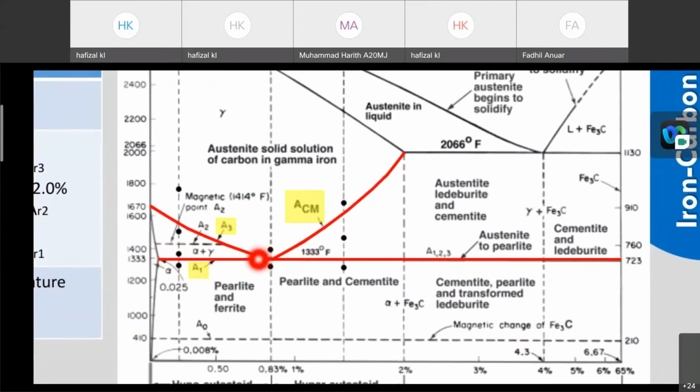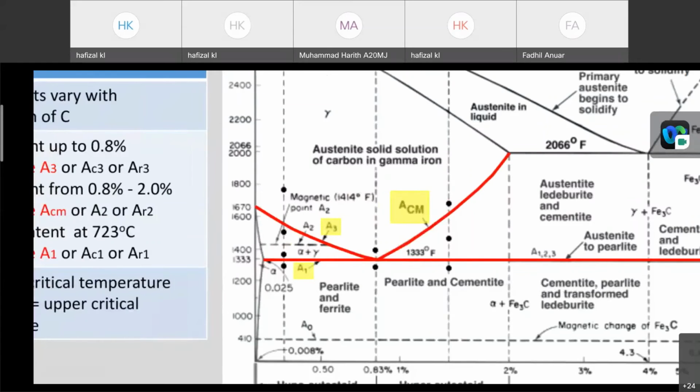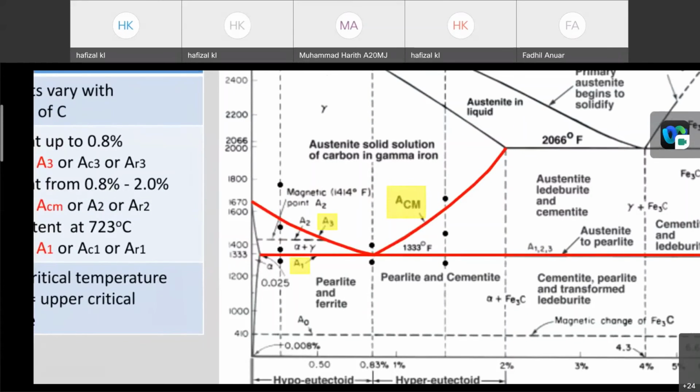Okay, and then we can see the slight decrease in terms of the alpha and gamma here. Along the way, we have a line here, and also a line of ACM, which is the cementite area between the alpha ferrite and also cementite.